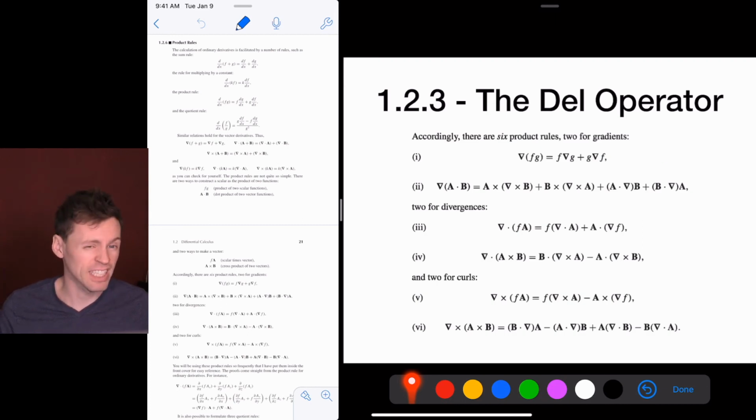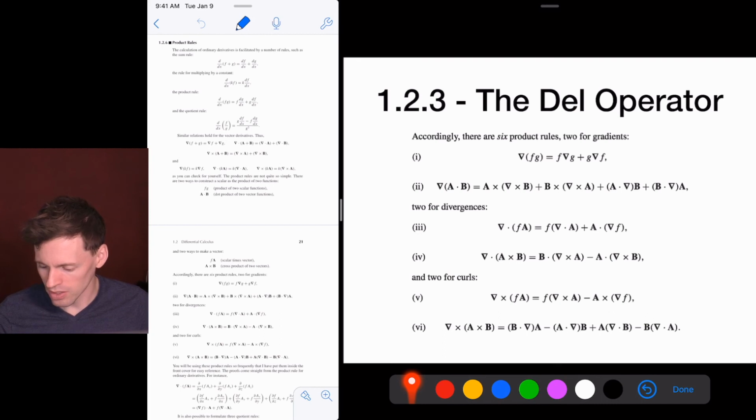Accordingly, then, there are 6 product rules, 2 for gradients, which is this one, first times the derivative of the second plus second times the derivative of the first. But then there's this one. Instead of multiplying scalars, we've got dot products, and then we do del on that. We're going to do del on the result of this dot product, and this big mess here you can look up at the front of your book if you want. And then for divergences, you have the same thing, a scalar times a vector, del dot just a vector.